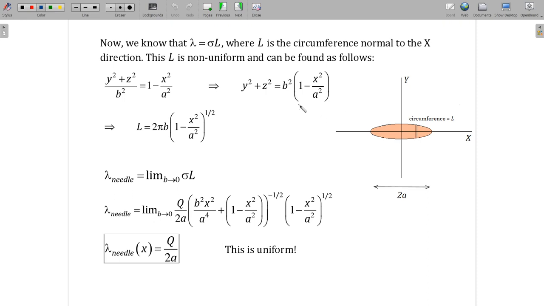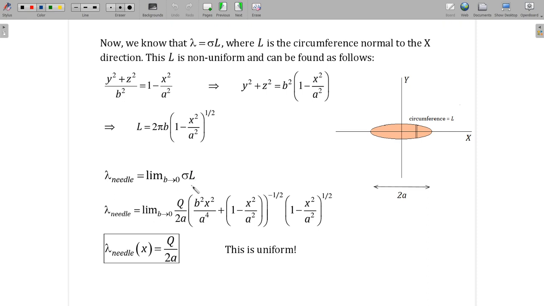If this is the radius squared, by the way, then the circumference of that circle will be 2 pi times the radius. So it will be 2 pi b times the square root of 1 minus x square by a square. This is the circumference of that circle, and therefore the charge per unit length at that point, for that particular value of x, will be found by sigma times L.